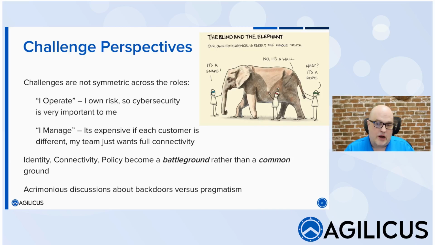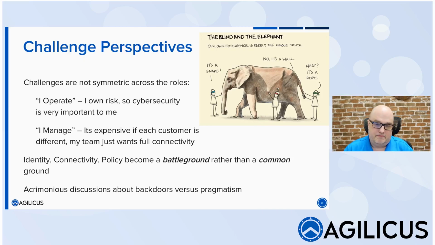The I manage demographic, these are your vendors and suppliers, they view it the other way around. It's really expensive if every one of my customers is different. They all got their own VPN technologies. I can't install 2 VPNs simultaneously on this laptop. They run a different version than this other person. What am I supposed to do? My team just wants full connectivity all the time. They just want to get their job done.